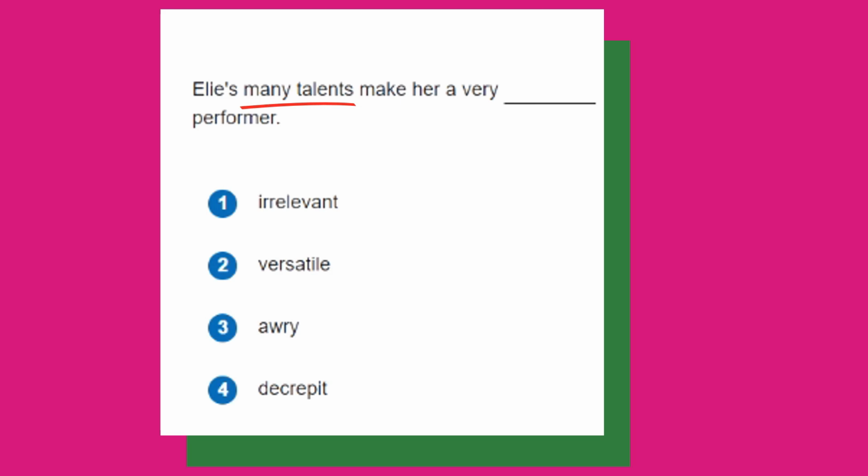So in this case, Ellie's many talents make her a very blank performer. We know that she has many talents, so which word in the list of words there matches the idea of many talents, and the only one is really versatile. Although some of the other ones might fit grammatically, they don't fit the context of the sentence.